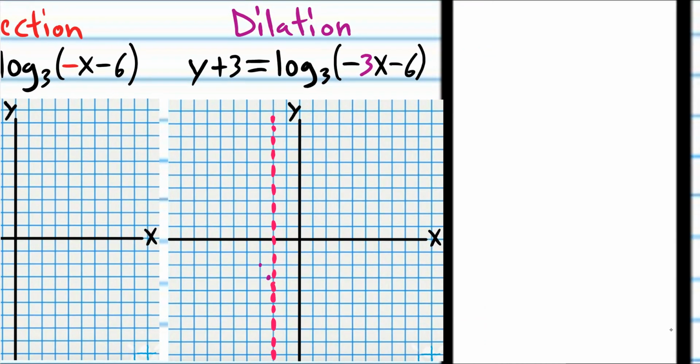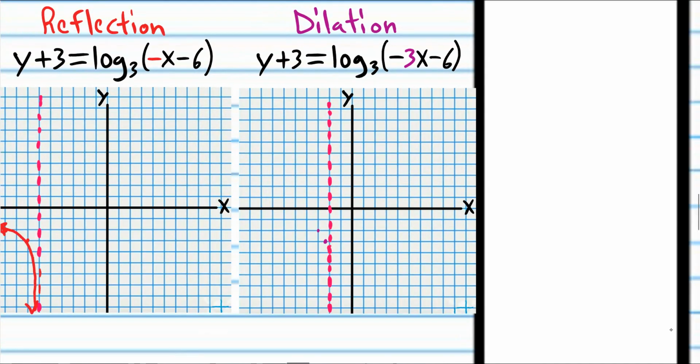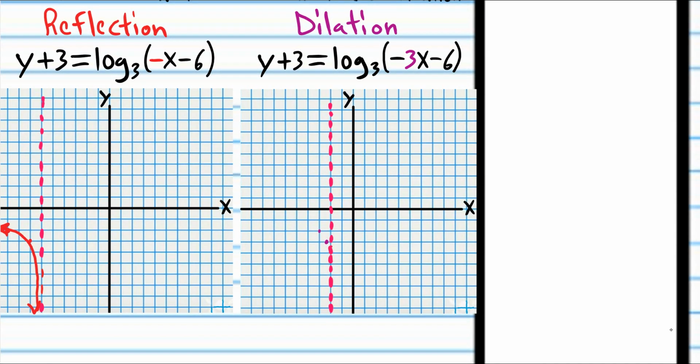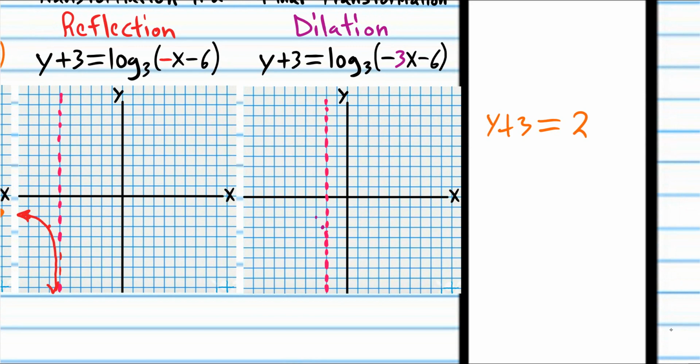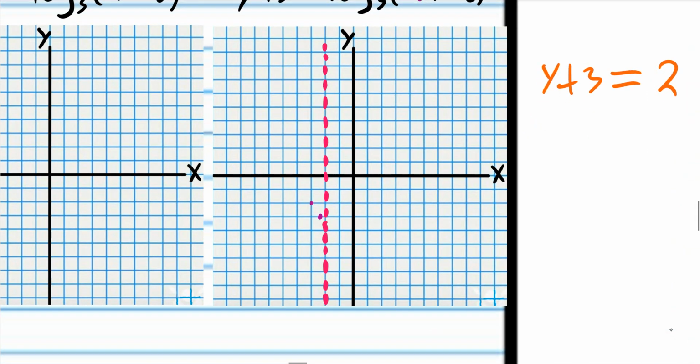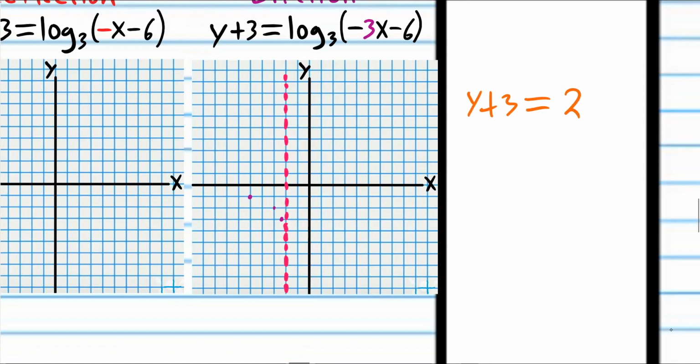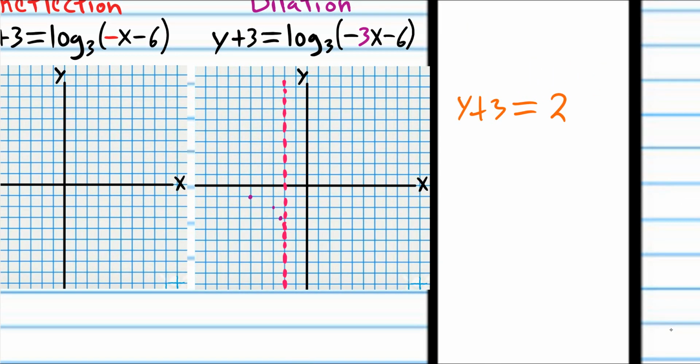And log base 3 of 9, as we just talked about in the previous equations, is 2. Then we subtract 3 from both sides of the equation. We have y plus 3 is equal to 2. Subtract 3, we get -1. So we found one more point, and that is -5, -1. And we can connect the dots, and we're done.